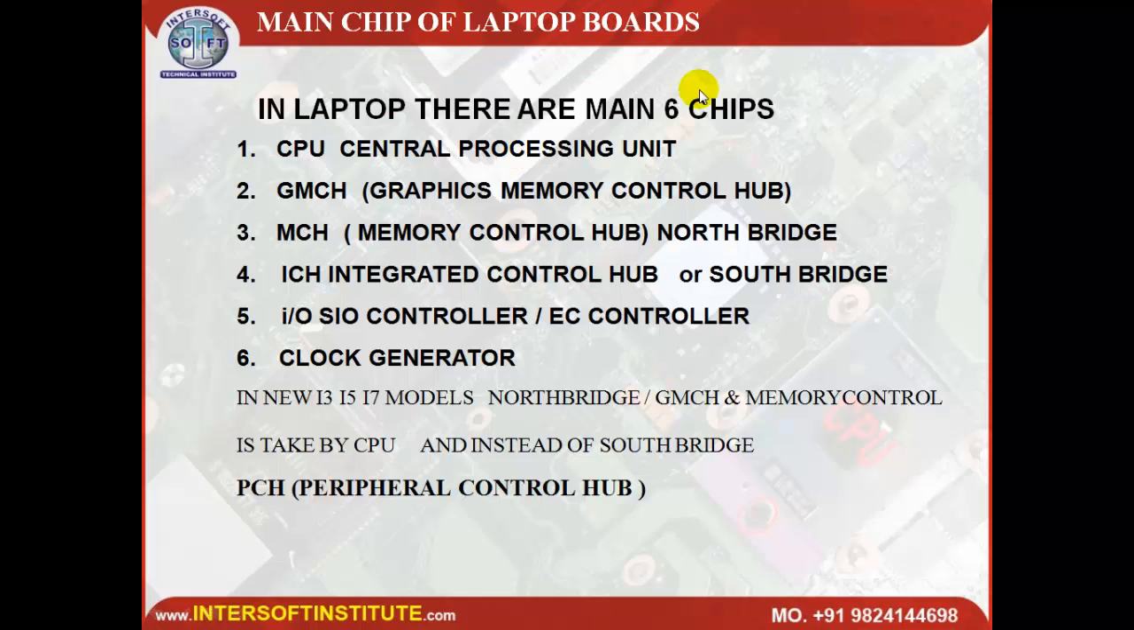In a laptop there are 6 main chips: CPU, central processing unit; GMCH, graphic memory control hub; MCH, memory control hub; ICH, integrated control hub; IO IC; and clock generator. Then additional audio and LAN ICs are there. But in the new i3 i5, there is one single chip, that is the PCH, peripheral controller hub or platform control hub, you can say.